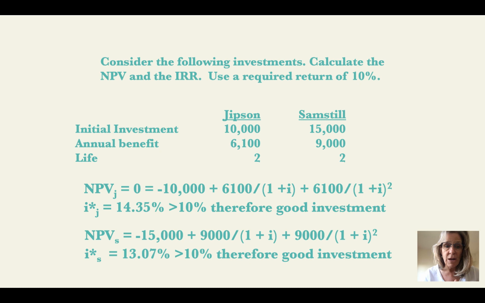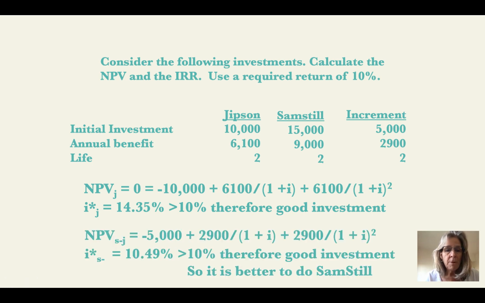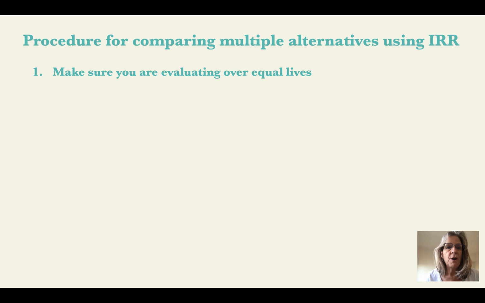If we use it incorrectly, we would have in this case gotten an incorrect answer, which is that Gibson is a better investment. And that's just important to remember, that we need to be doing this incremental analysis when we're comparing alternatives using internal rate of return. Now, the procedures that you need to go through are: make sure you're evaluating over equal lives, so make sure it's the same time period.